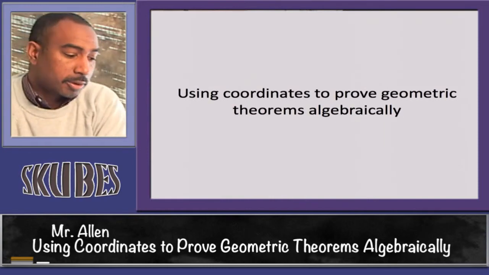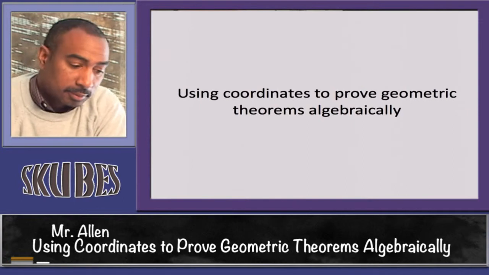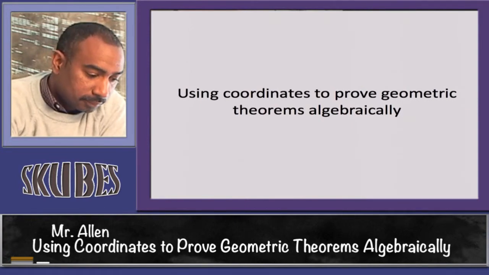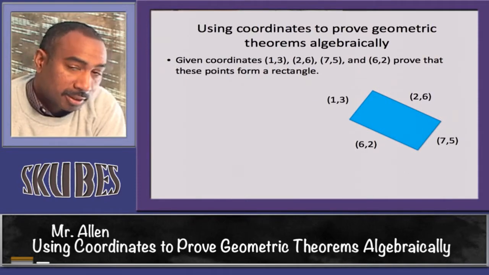All right, today's lesson, we're going to use coordinates to prove geometric theorems algebraically. All right, let's start with this rectangle. Given the coordinates (1, 3), (2, 6), (7, 5), and (6, 2), prove that these points form a rectangle.